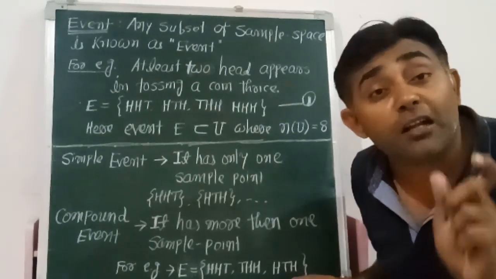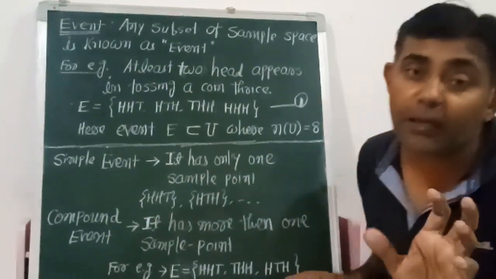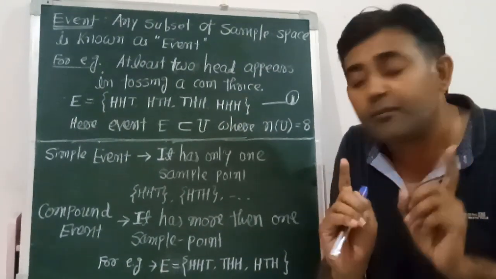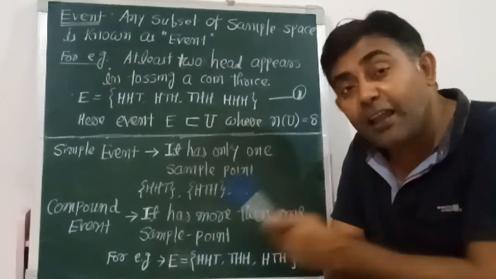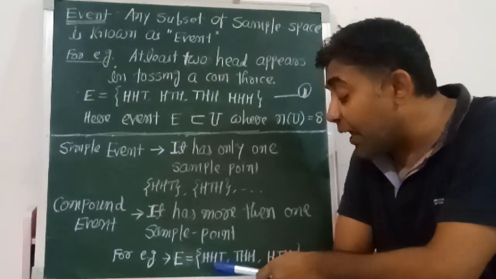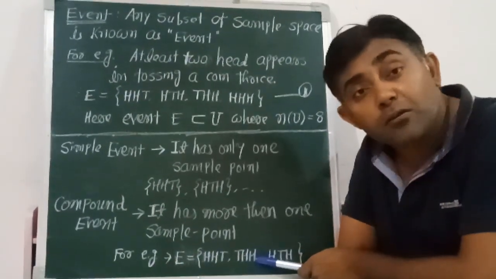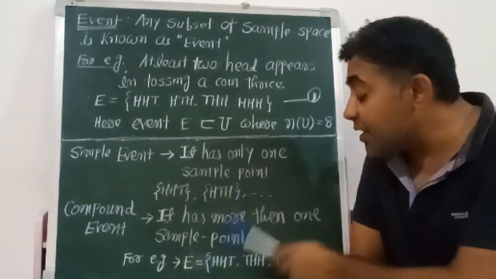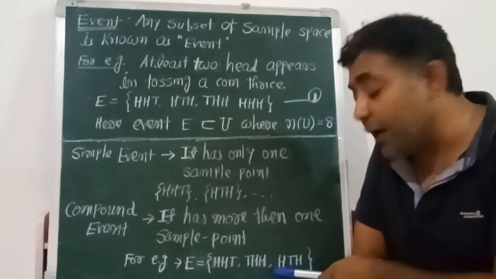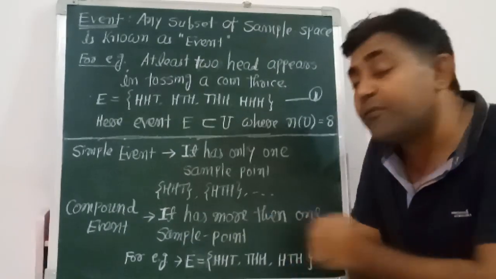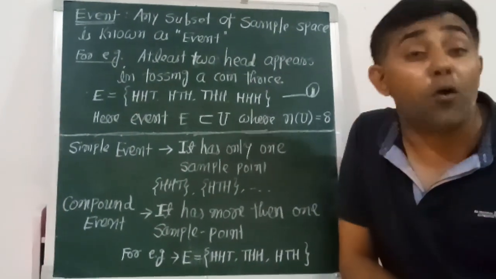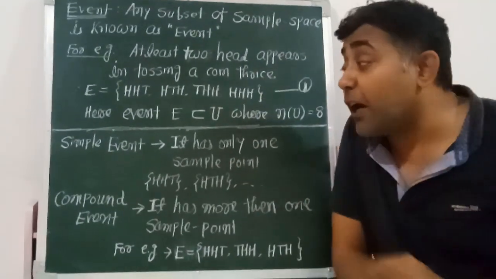Exactly two heads appear on the tossed coin. It means in the first and second toss we get H, in the second and third toss we get H, and in the first and third toss we get H. So HHT, THH and HTH are the possible elements of this event. So this is called a compound event. So these are two different kinds of event.